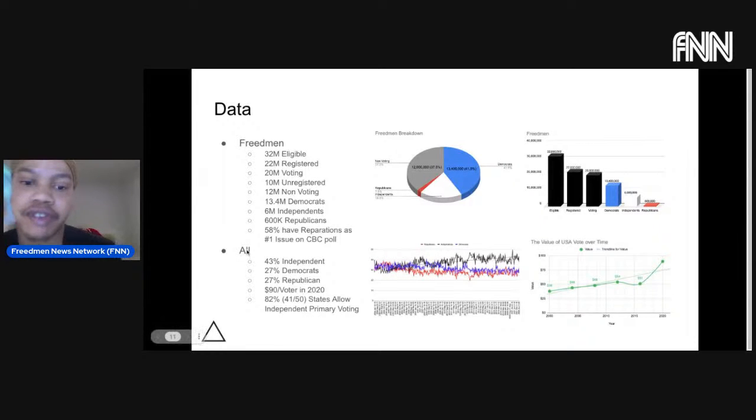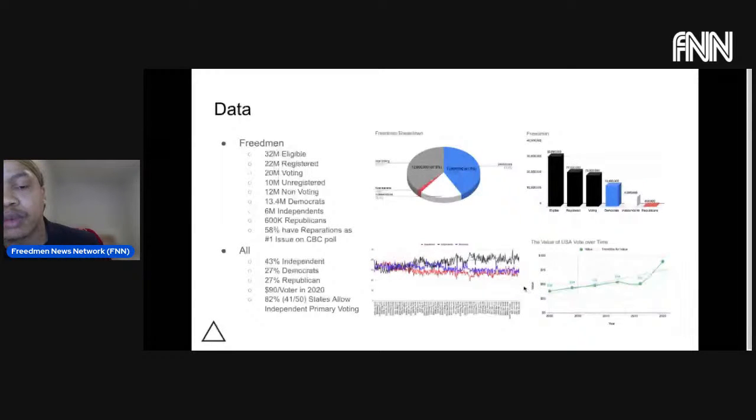Then, in terms of how the overall country is going, including other races, 43% of the country are independents, 27% are Democrats, 27% are Republicans. And this is tracking data from 2007 every month until now. So you can see the overall trend of the country. More and more people are becoming independents. The Republicans are dying the fastest, and the Democrats are following quickly behind them.